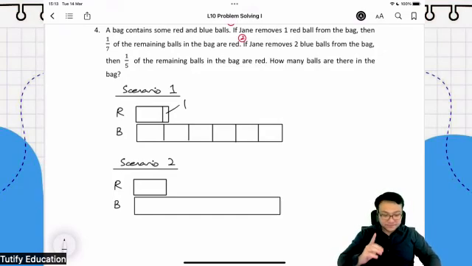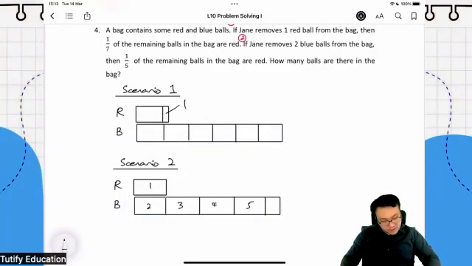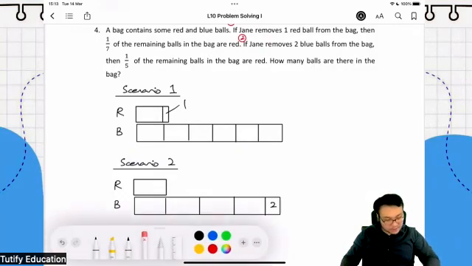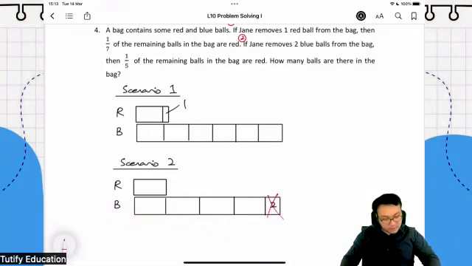So now they say that if you remove 2 blue balls, then what happened? 1 out of 5 will become red. 1, 2, 3, 4, 5. So there's 5 units altogether and one of them is red. Make sense? So you remove 2 blue balls, then you will have 1 out of 5 being red. Okay, so you remove this, then you have 1 out of 5 being red.